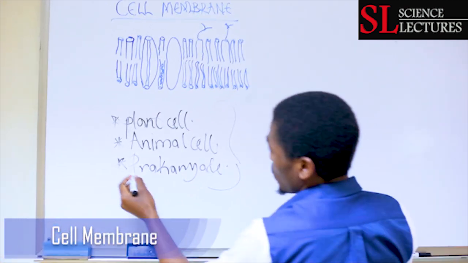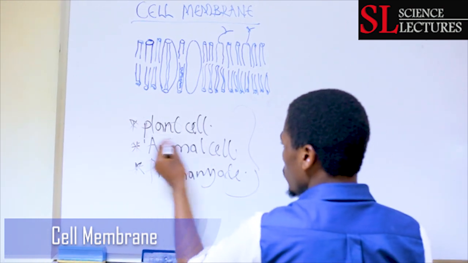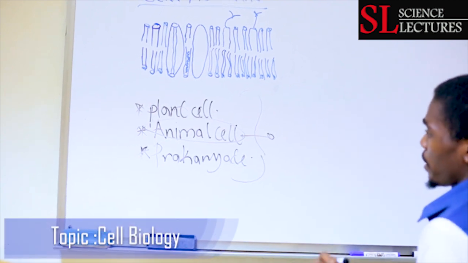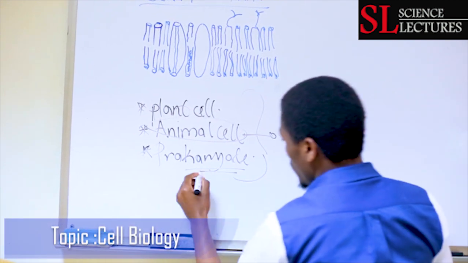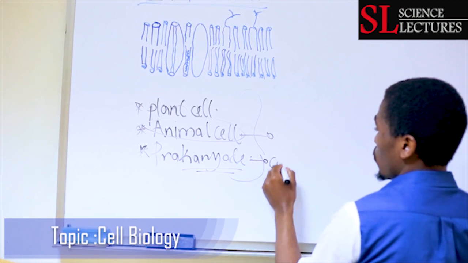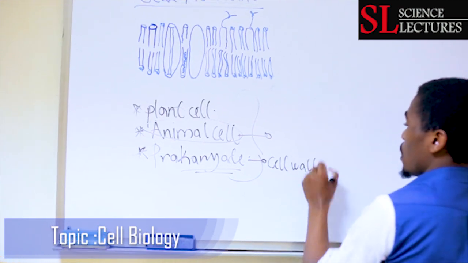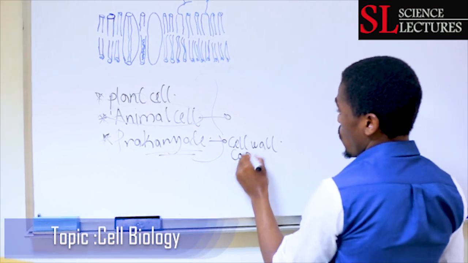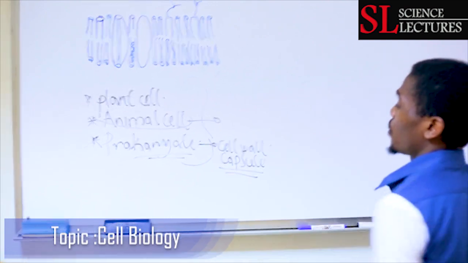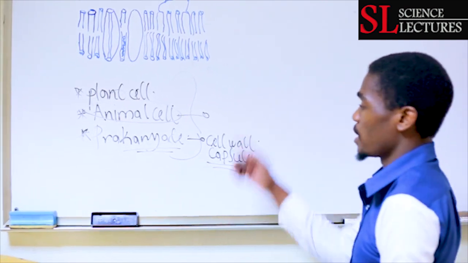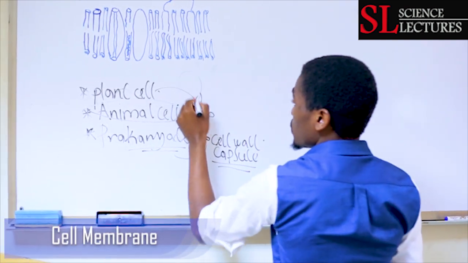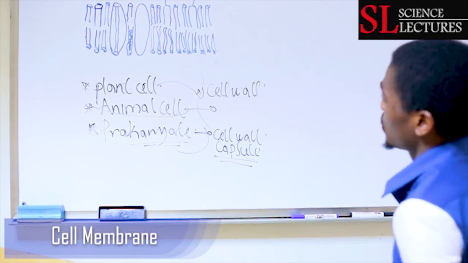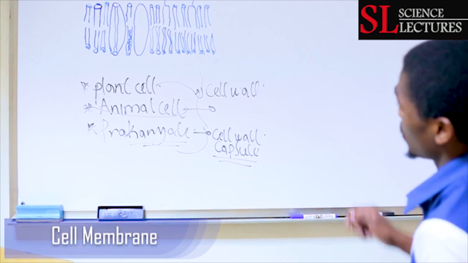However, the cell membrane of the animal cell is not covered by any other layer, so it has no other layer covering it on top. The prokaryotic cell will of course possess a cell wall, and on top of the cell wall we have a capsule. Some bacteria have a capsule as an extra covering. For the plant cell, we also have a cell wall covering the cell membrane. So this is just to introduce us to the cell membrane.